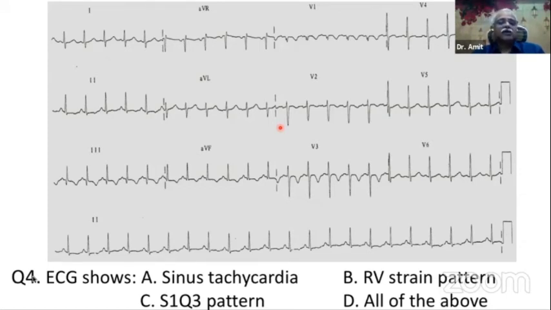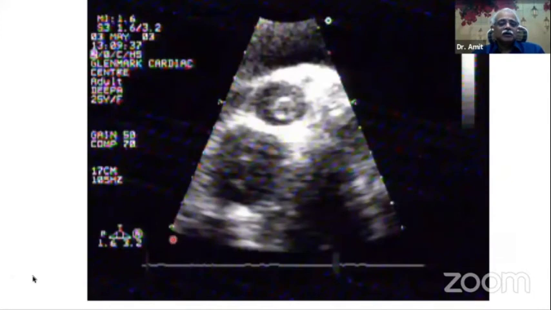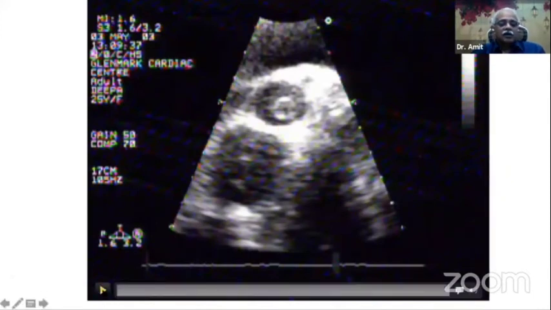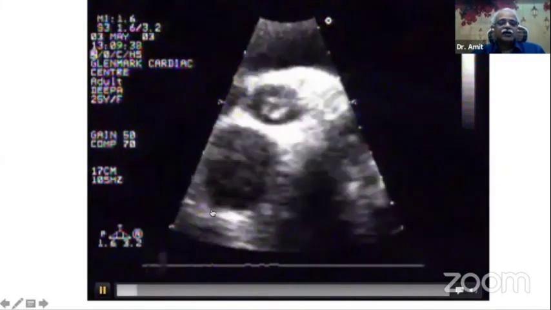And the next common thing would be, depending on the massiveness of the pulmonary embolism, depending on the pulmonary hypertension that it develops, then you will start seeing RV hypertrophy, RV strain, right axis deviation, and eventually the S1Q3 pattern. So if I were to show you the echocardiography picture, I hope this movie runs, and this movie runs.